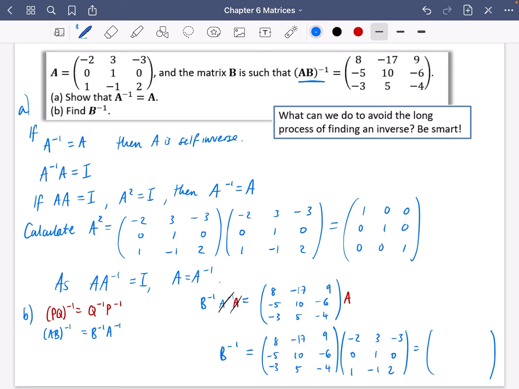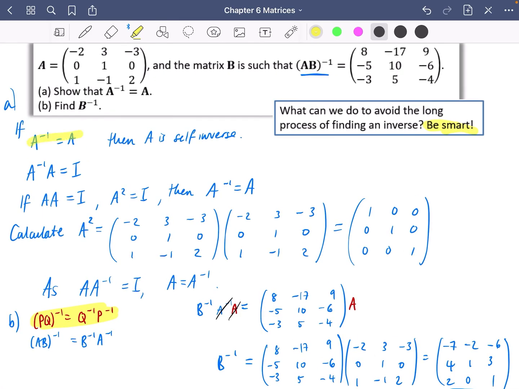I'm not even going to show you that, but you come up with minus 7, minus 2, minus 6, 4, 1, 3, 2, 0, 1. So you've done this whole question without finding any inverses, and we actually used some of the proofs earlier on. So try and be smart here. Use this fact that we learned about here, and also use this fact that if A is equal to this, then A squared is equal to this.